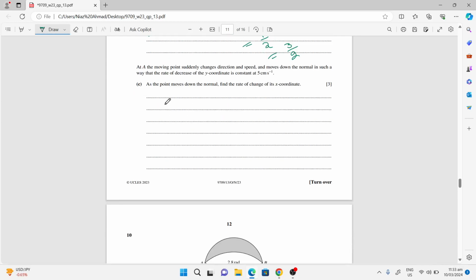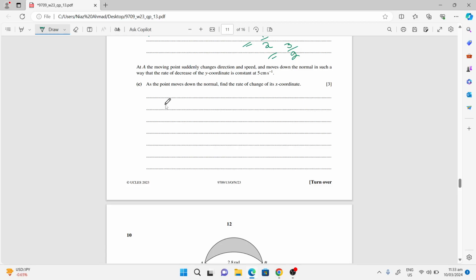So for the next thing, read the question. We have to find dx by dt in this. At A the moving point suddenly changes direction and speed and moves down the normal in such a way that the rate of decrease of the y coordinate is constant at 5. Find the rate of change of its x coordinate.